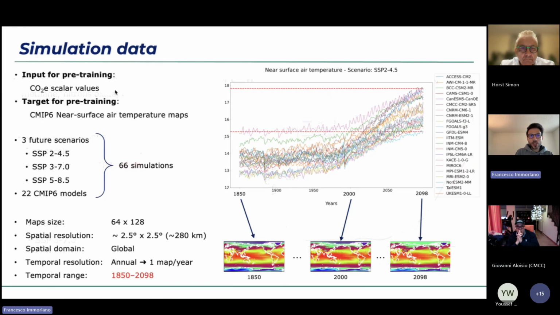Concerning the simulation, the pre-training phase, the input is the CO2 equivalent scalar values we just mentioned. The targets are the temperature maps simulated by 22 CMIP6 models for the three scenarios that we mentioned. So since a single model generates a simulation for each scenario, we have a total of 66 simulations. The maps are global. We have one map per year representing the average over the year, and the temporal range is still from 1850 to 2098.